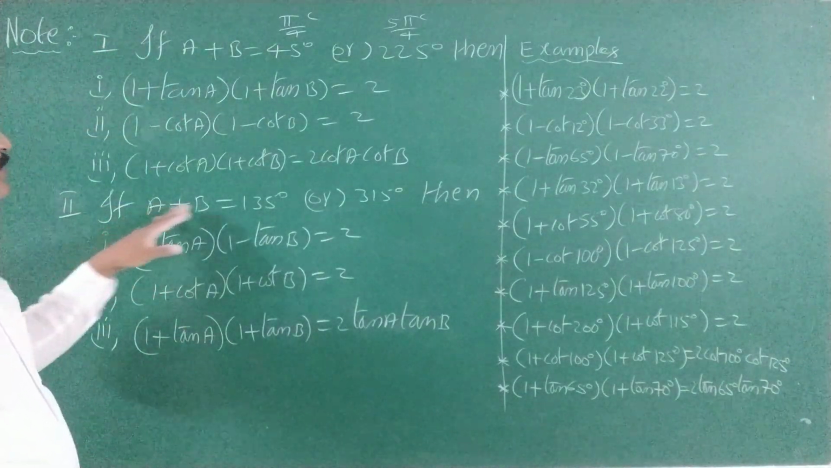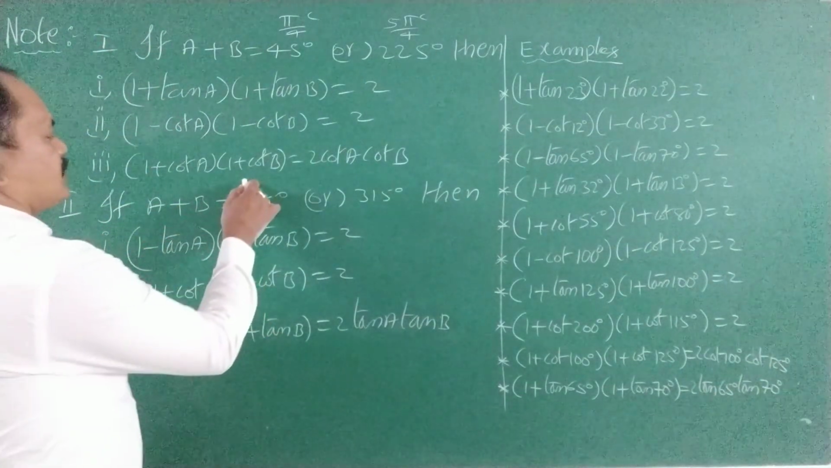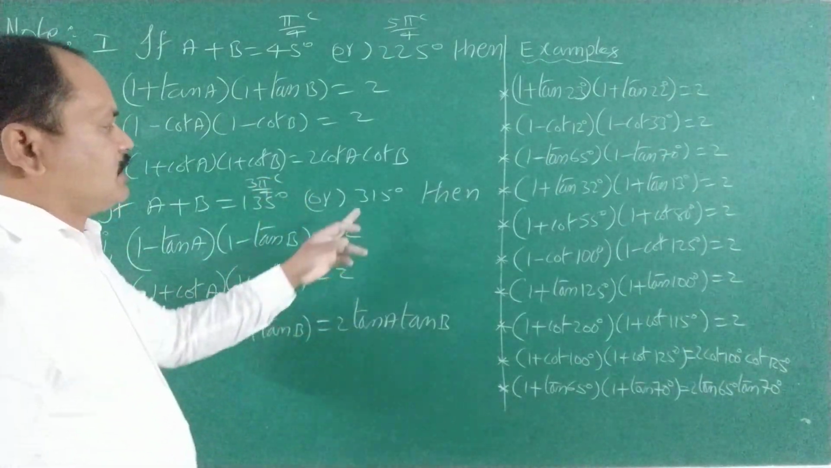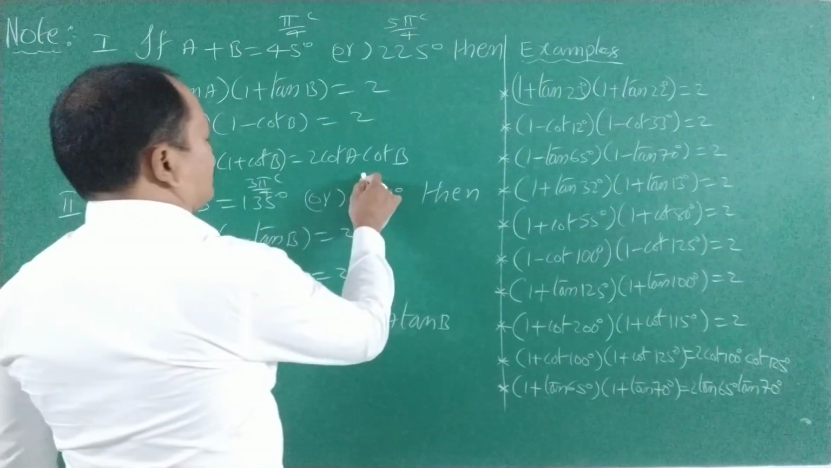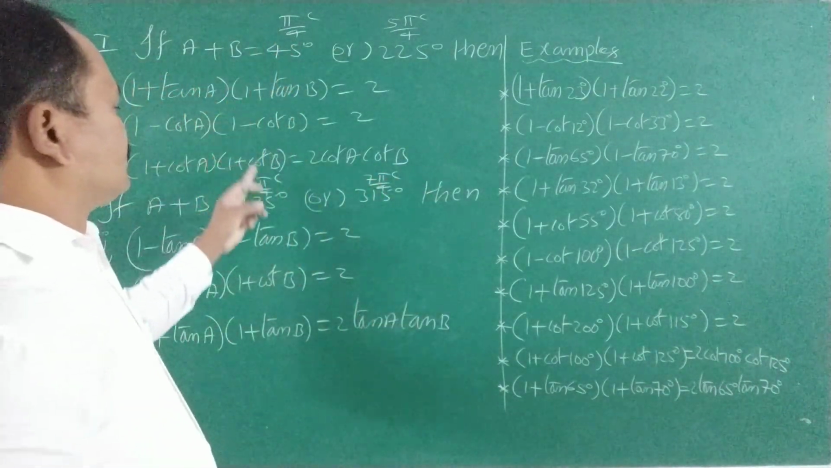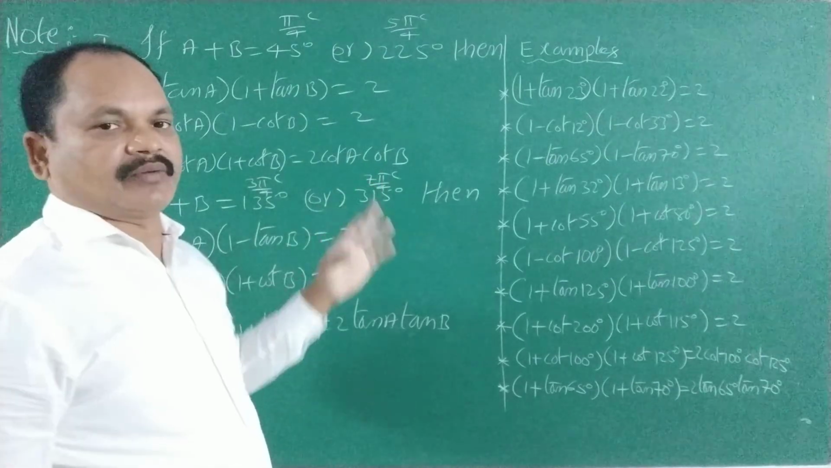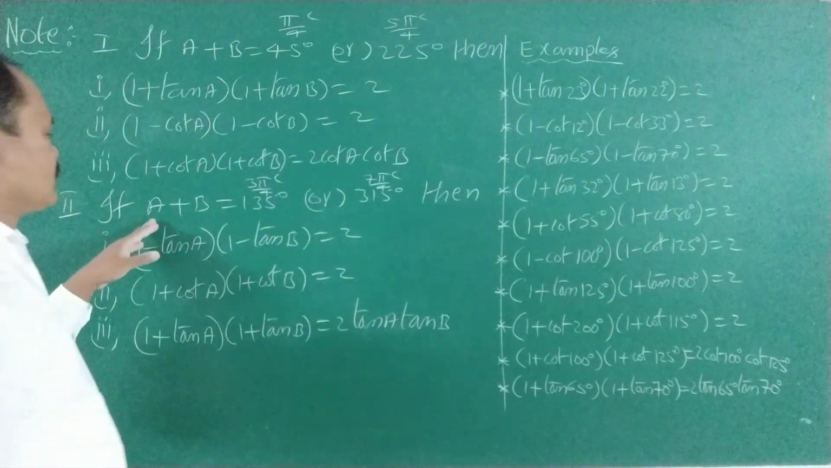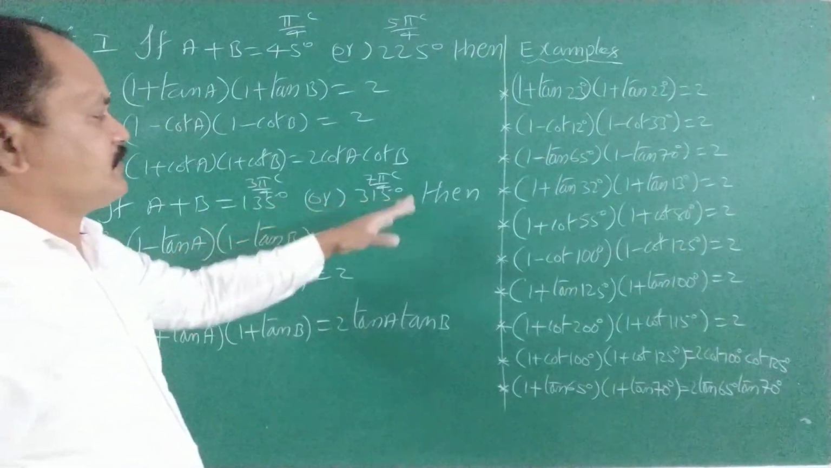Now if A plus B is equal to 135, 135 means 3 pi by 4 radians, and 315 means 7 pi by 4 radians. That means 3 pi by 4 and 7 pi by 4 radians, which are odd multiples of pi by 4. That's why A plus B is equal to 135 or 315 degrees.